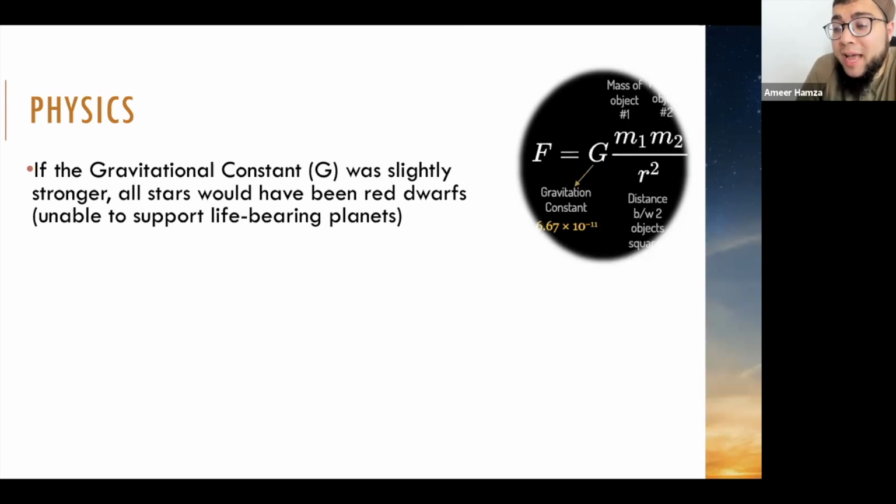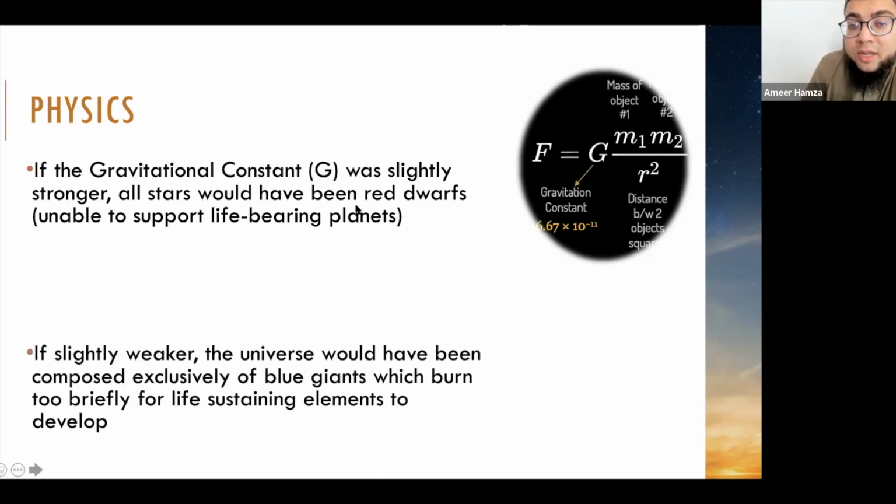And they wrote that book actually to try to explain away, as we're going to see, all this data. So anyway, these are some of the conclusions they reached that I'm sharing with you right now. All stars would have been red dwarfs, unable to support life-bearing planets.